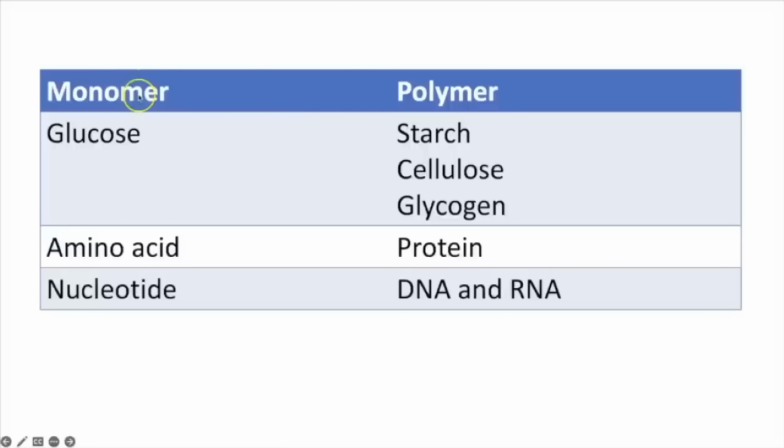Here are our examples of monomers and polymers that you need to know in this topic. Glucose is a monomer which forms the polymers starch, cellulose and glycogen. Amino acids are the monomers that form the polymer protein. And nucleotides form the DNA and RNA polymers.